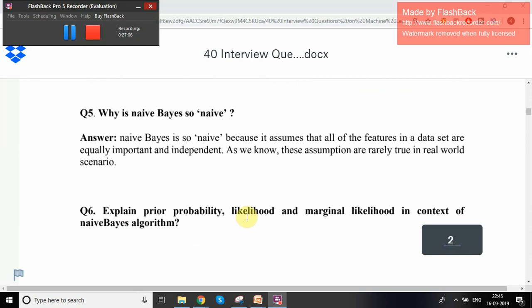Okay. Why is naive Bayes so naive? Naive is because it assumes that all of the features in the dataset are equally important and independent. This assumption is rarely true in real-world scenarios. So naive is a hypothesis which can be controlled in this scenario.